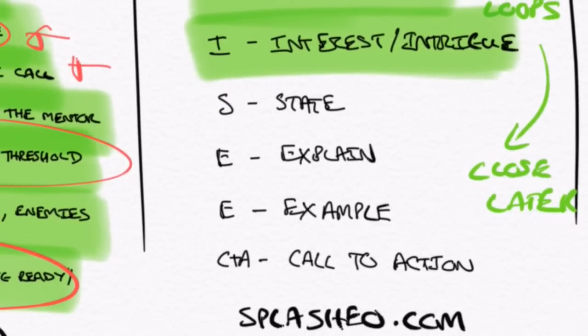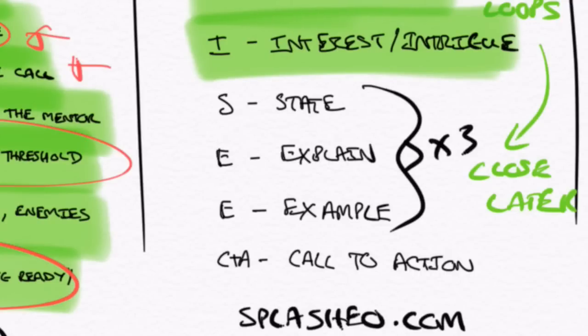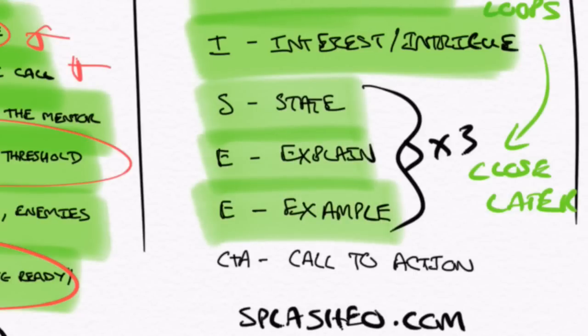This is where oftentimes I would do this 3 times over. These 3 go together. The first one is to state. You state the thing that you want to talk about, and then you explain what it is, and then you give an example. And if you've got 3 main points in your video, you can go through that little cycle 3 times. State, explain, and then give an example.